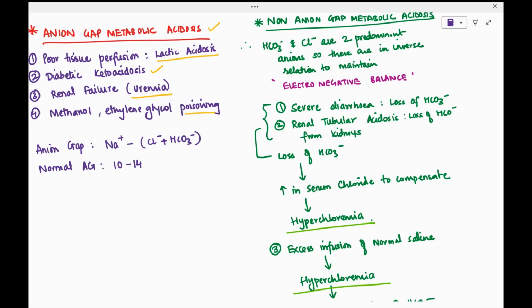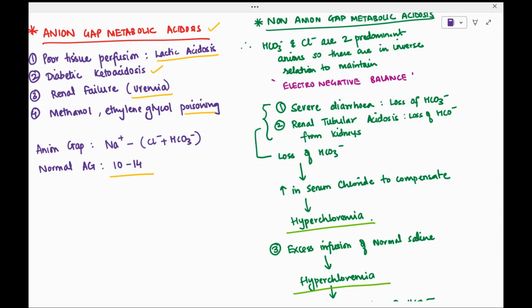So the normal anion gap is taken as 10 to 40. The anion gap is calculated as sodium ions minus the sum of chloride plus bicarbonate. Now, potassium we don't use in the anion gap calculation, basically.